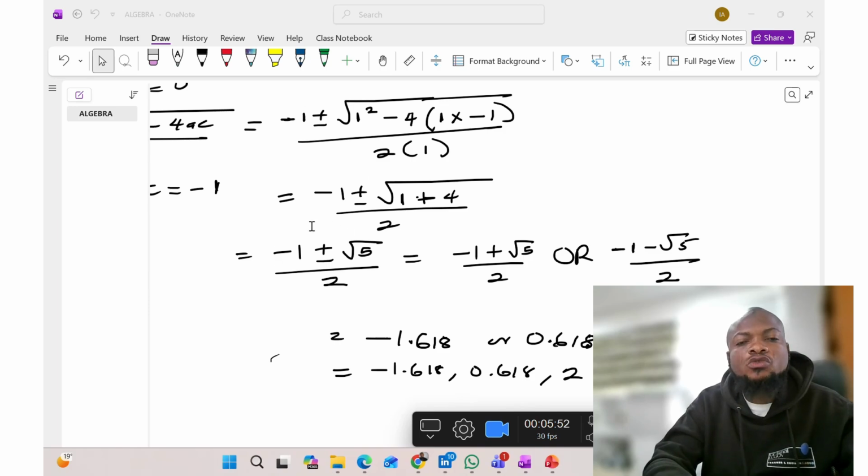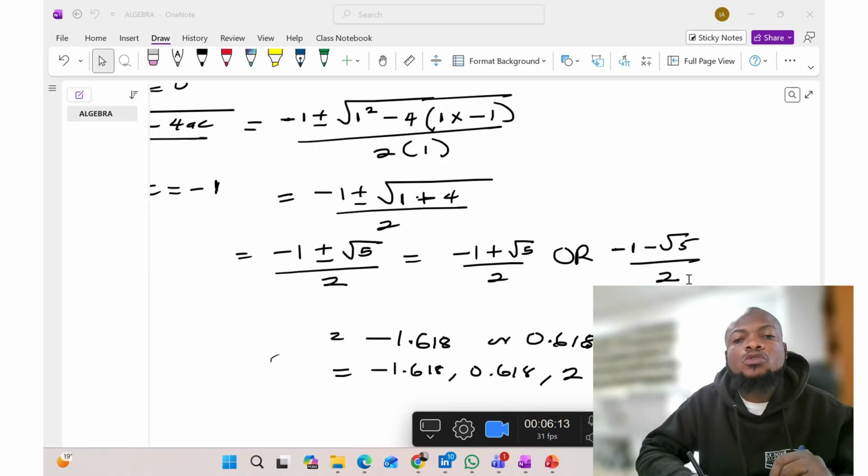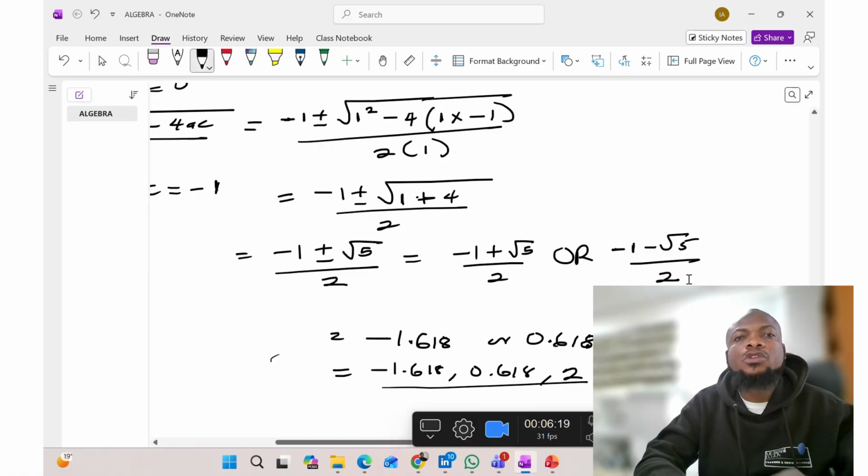So after evaluating this, you will get minus 1 plus or minus root 5 over 2, which is also minus 1 plus root 5 over 2, or minus 1 minus root 5 over 2. So your final answer will be minus 1.618 or 0.618. So that implies that the three roots, or the three solutions of this equation, are minus 1.618, 0.618, or 2. I hope this is well understood.